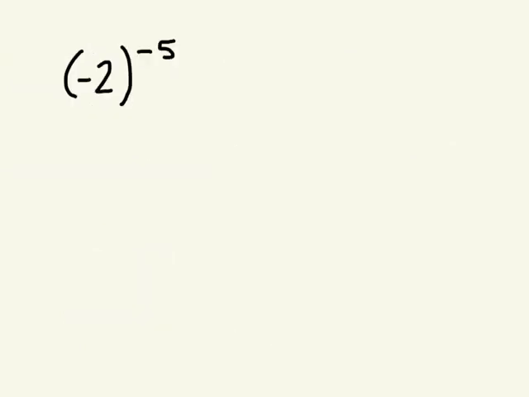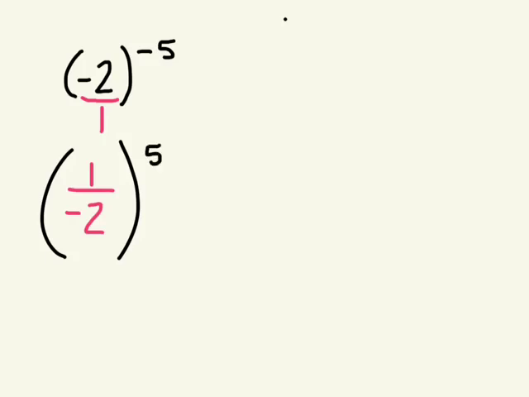So, yeah. Negative 2, I can write this as negative 2 over 1. Reciprocal of that is 1 over negative 2. I'm not changing the sign, okay? It's just the reciprocal. So the base becomes 1 over negative 2, and what happens to the exponent? It becomes positive 5.